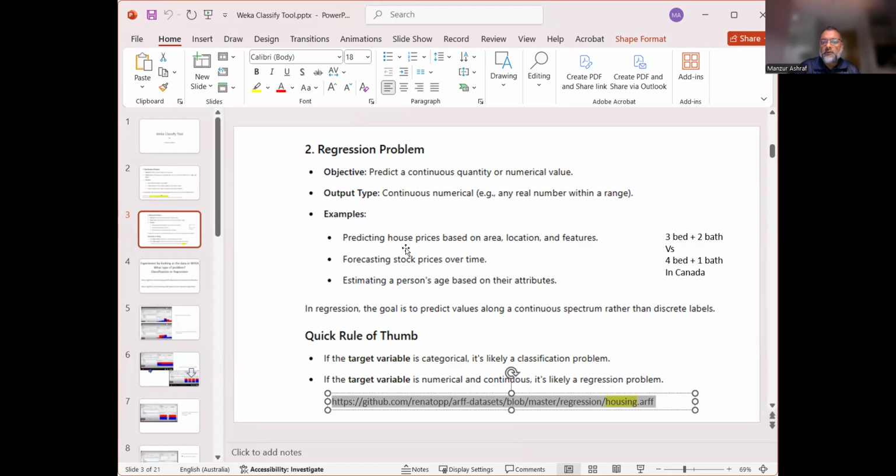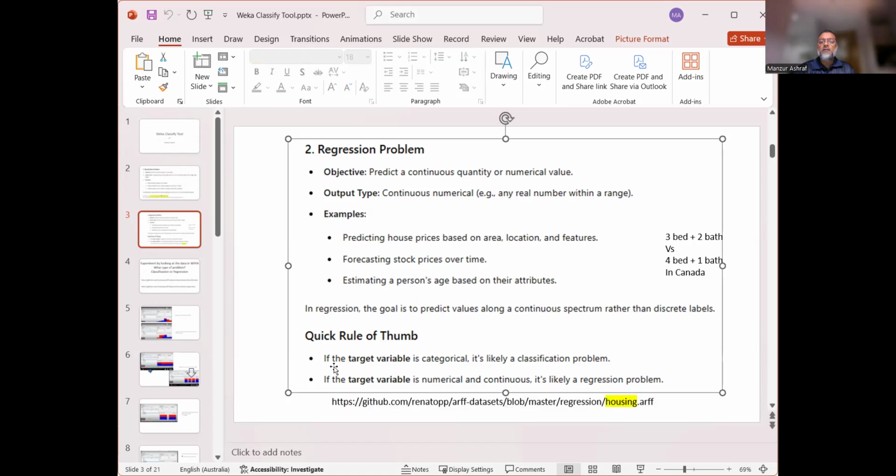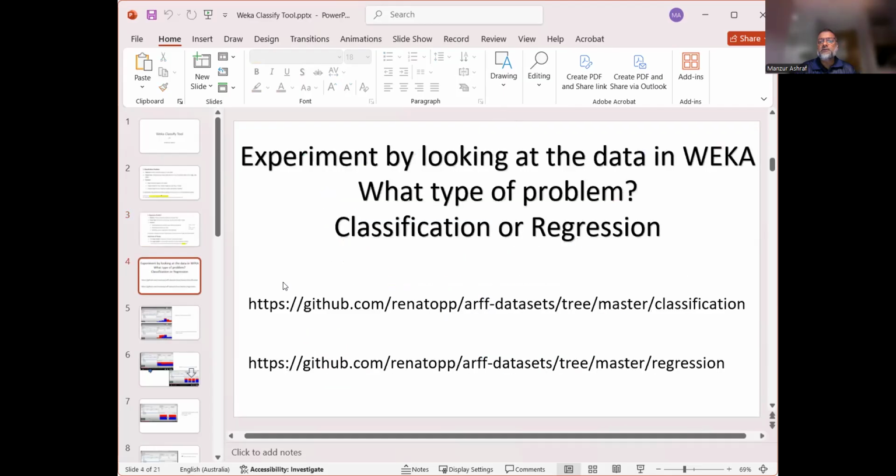Therefore, all these are numeric values. So when you try to predict a value, it is a regression problem. So what is the rule of thumb? If the target variable is categorical, it is likely a classification problem. And if the target variable is numerical and continuous value, it is likely a regression analysis.